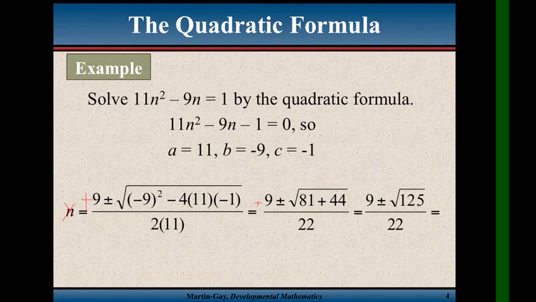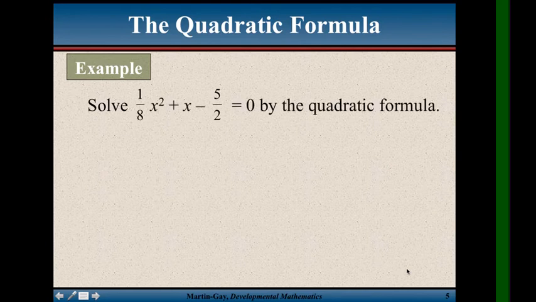Then, for the 125, we have 25 times 5, right? And the square root of 25 is 5. Square root of 5. Okay, did you get that? So again, for this one, we have the factors of 25 times 5. And as we all know, the square root of 25 is 5, and the square root of 5 is the square root of 5. Okay, so another example.